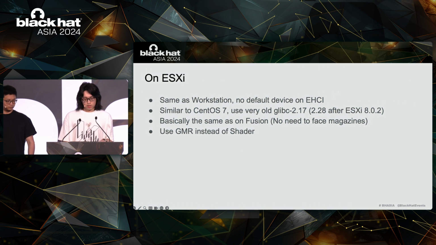Another difference is that since 3D graphics acceleration is not enabled by default in ESXi, we cannot use the shader object. We can use GMR instead. Although it cannot be allocated in large quantities like shaders, it still has a high degree of flexibility. Due to the length of this talk, I will not go into details about the related exploitation here. We completed VMware ESXi VM Escape at the 2023 Tianfu Cup and eventually gained the highest privileges of ESXi. I hope we will have an opportunity to share more in the future.